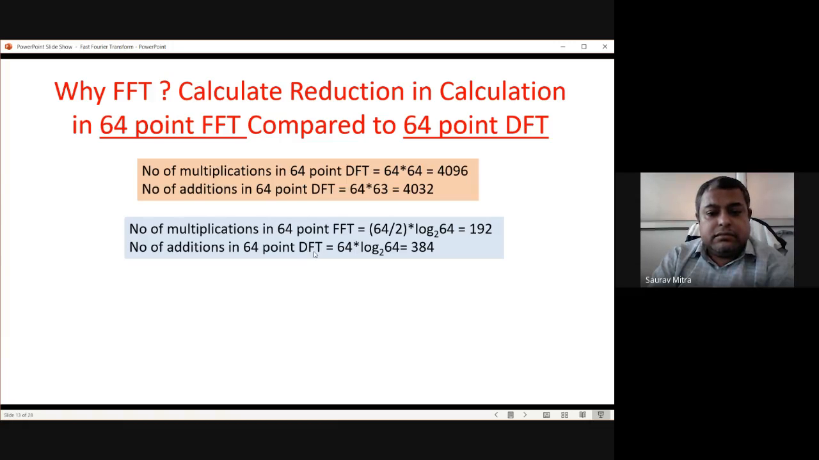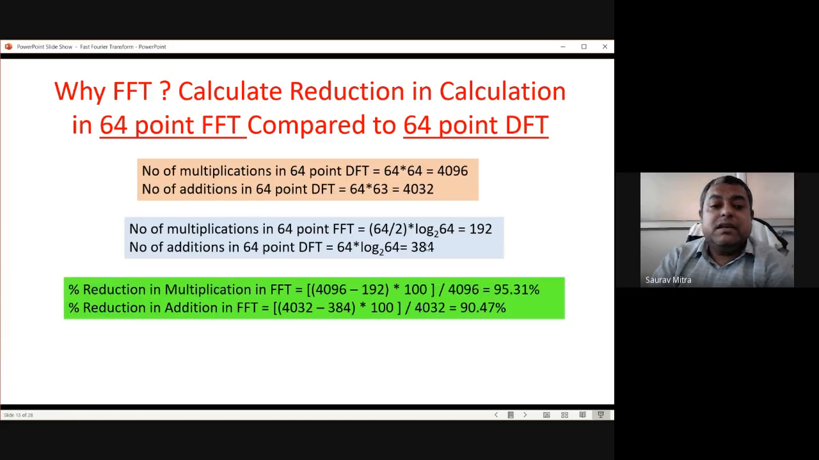For FFT, the number of additions will be 64 into log 64 by 2. Okay, so here also there is a correction. This should be FFT. So 384. For DFT it was 4032 additions. For FFT it is 384 additions.